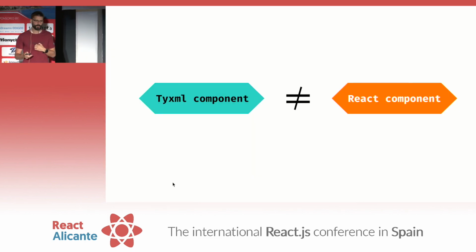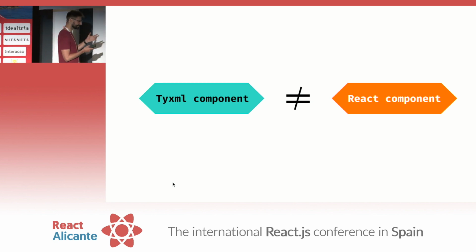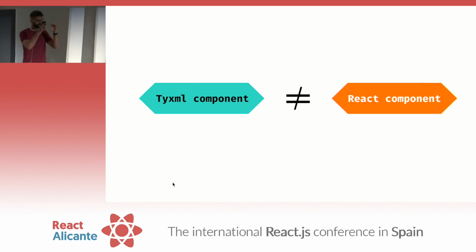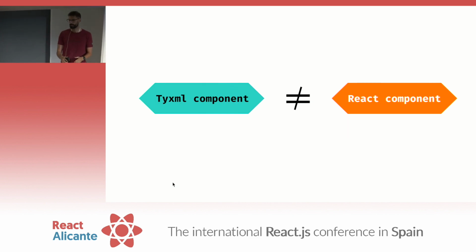But there was a huge problem, right? Because those TXML components were not React components. So we started thinking, okay, if we want to render more than the header, more parts of the app, like the sidebar or the subheader, as we call it, we need to port our design system to TXML.